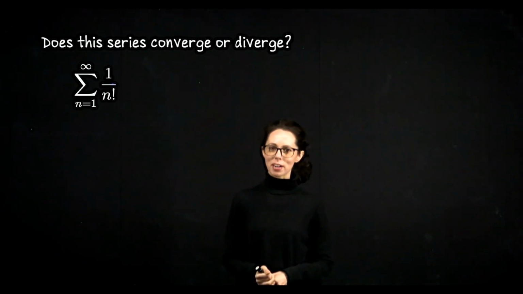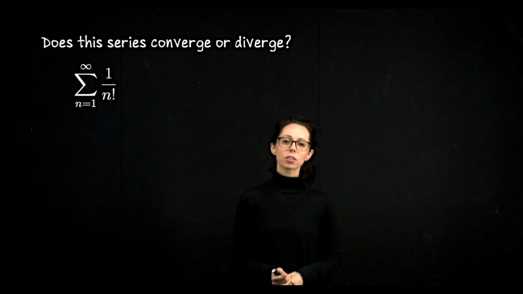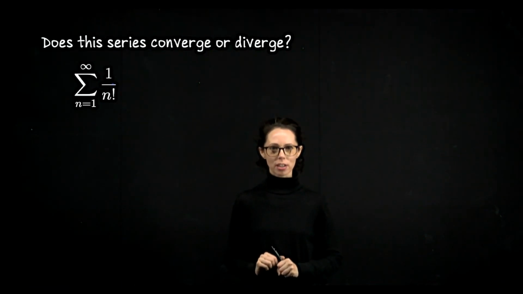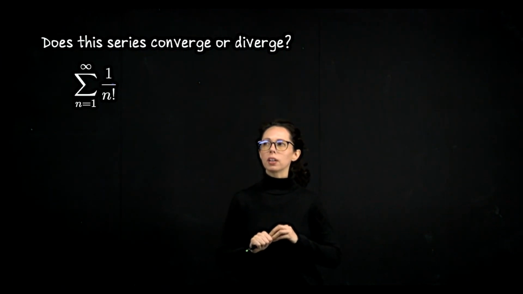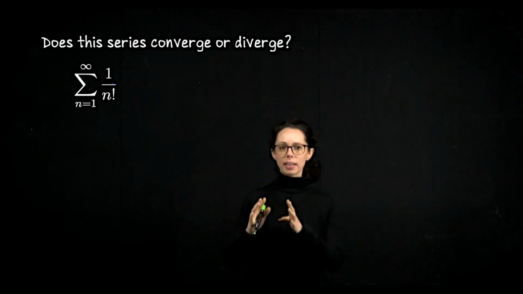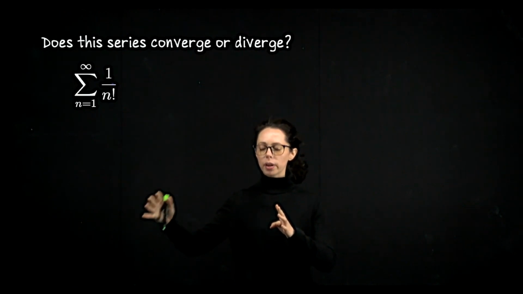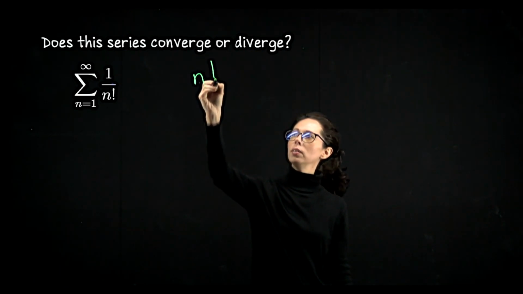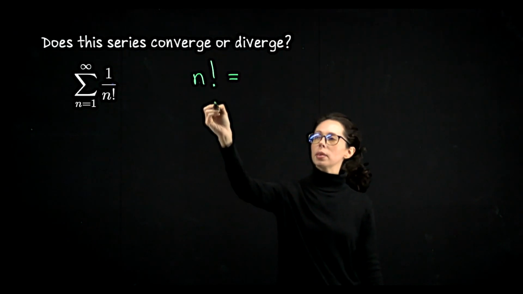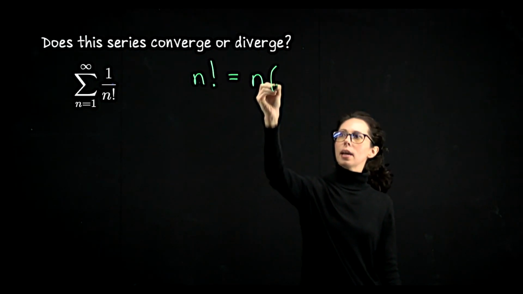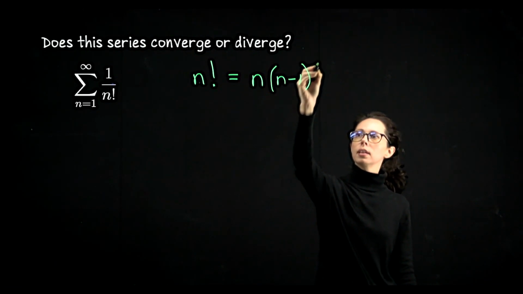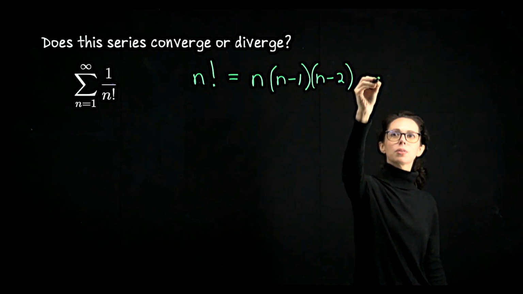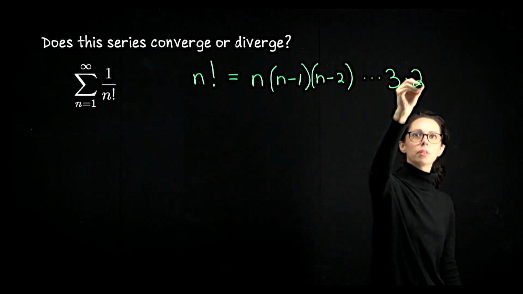Let's use the ordinary comparison test to figure out if the series 1 over n factorial from n equals 1 to infinity converges or diverges. So n factorial is an expression that means take n and multiply it by every lower integer until you get down to 1. Let me write it down. n factorial is the product of n times n minus 1 times n minus 2, and you keep going until you get down to times 3 times 2 times 1.